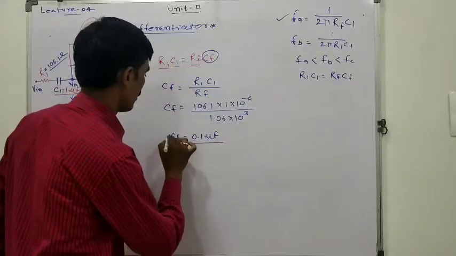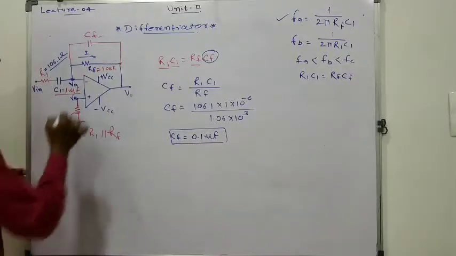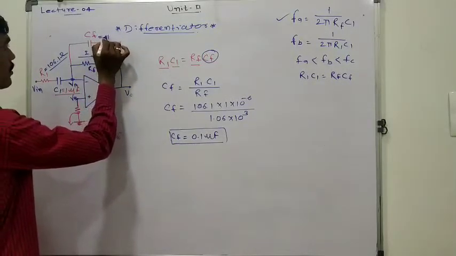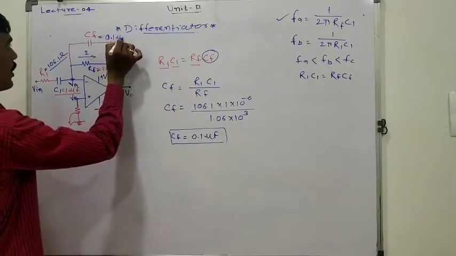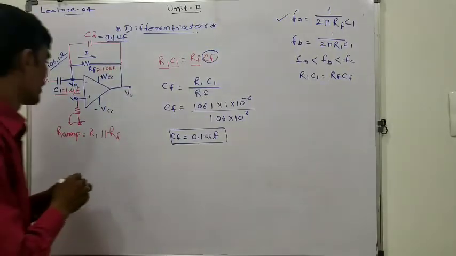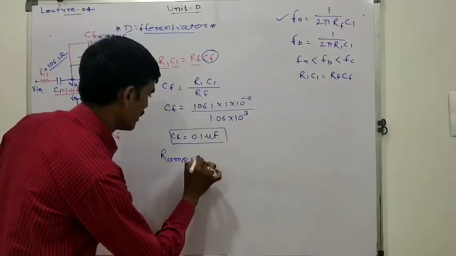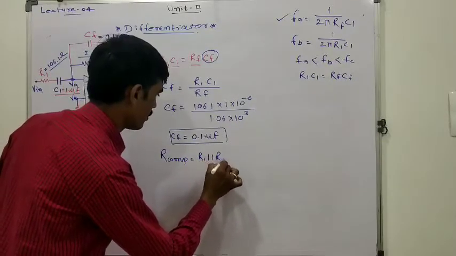microfarad. So this is the value of CF. So CF is nothing but the 0.1 microfarad. And the last step is the R compensating, that is R1 parallel to RF.